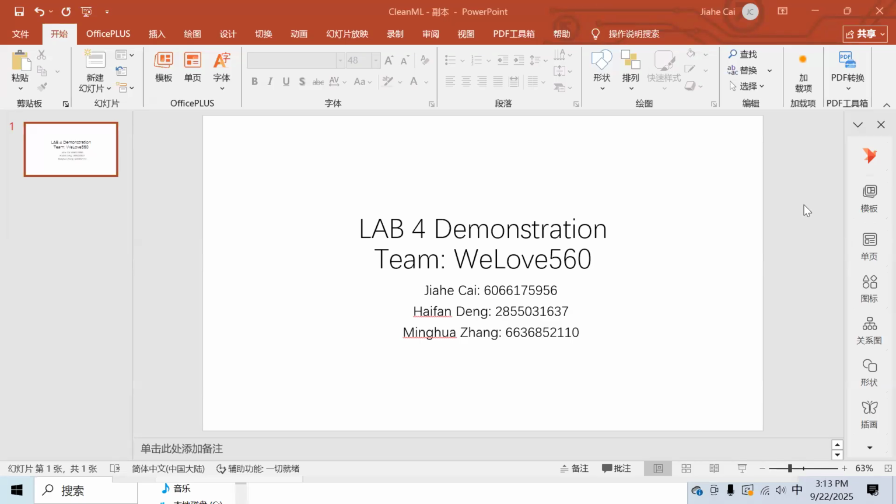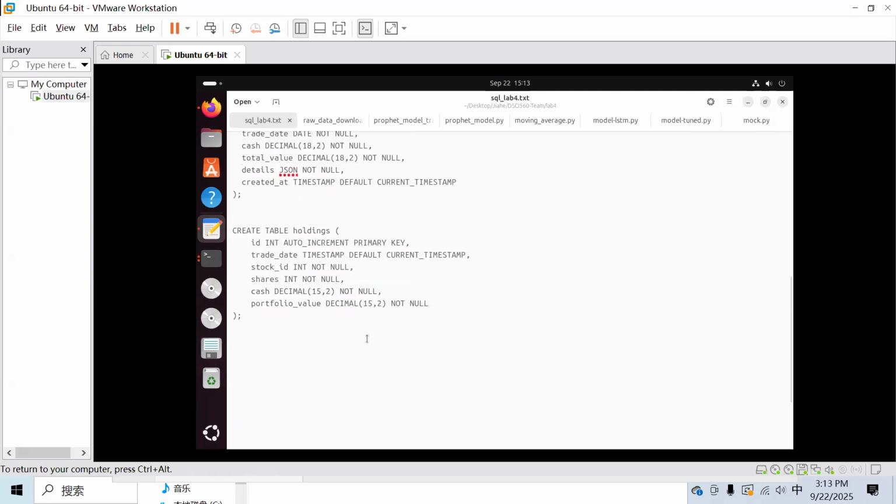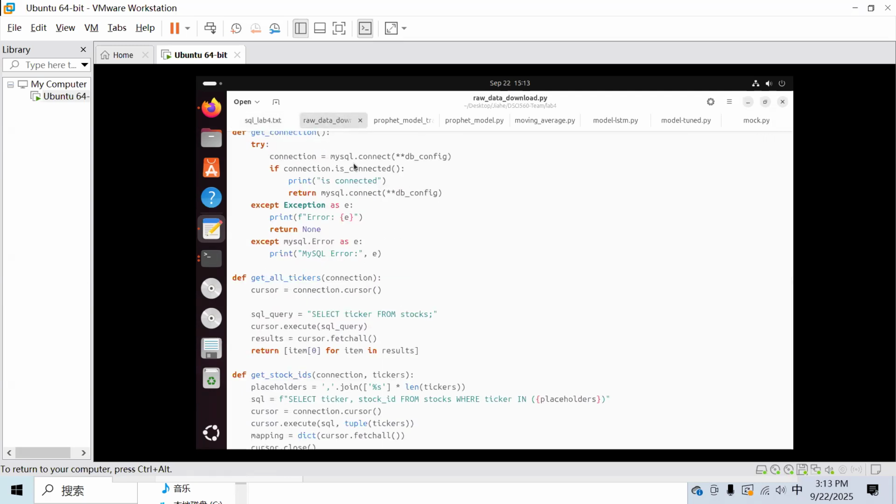Here is our Lab4 demo, and this is our team name and the group mates in our group. Here is the SQL we need to put into the database, and here are the tables we create.